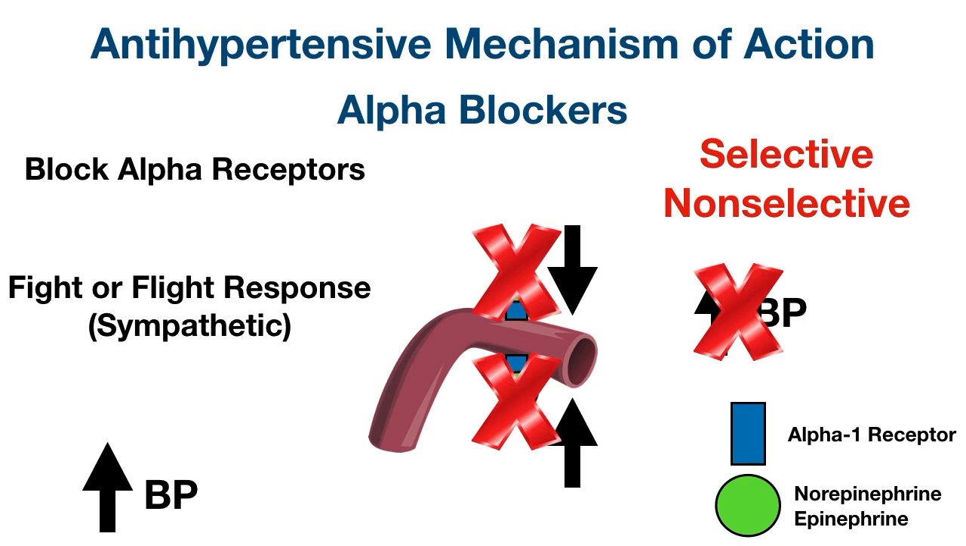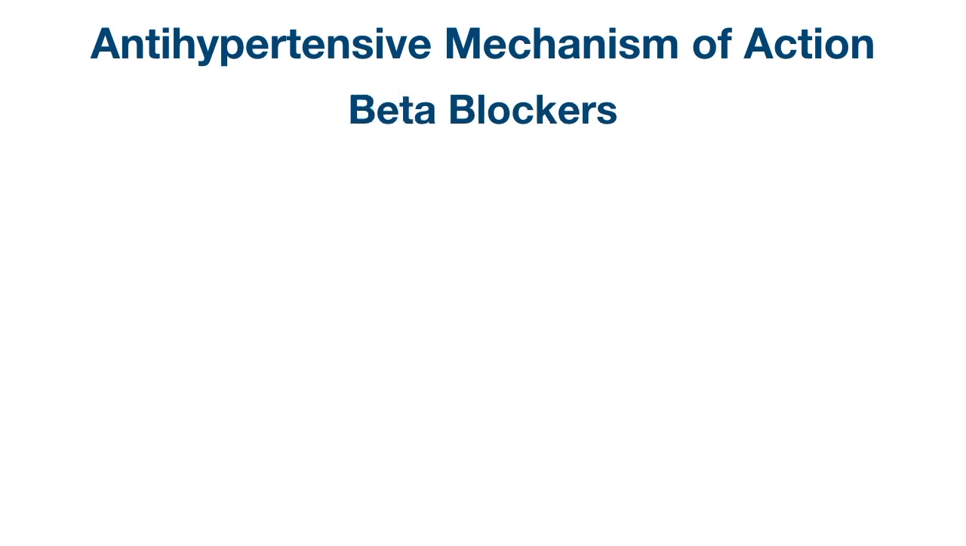If you want to learn more about the different types of alpha receptors, where they're located in the body, and what their effects are, all that can be found in the alpha receptor EasyMed video linked below. There's also an EasyMed autonomic nervous system video linked in the description if you want more information on the sympathetic nervous system. Now that we understand alpha blockers, let's talk about how beta blockers control high blood pressure.